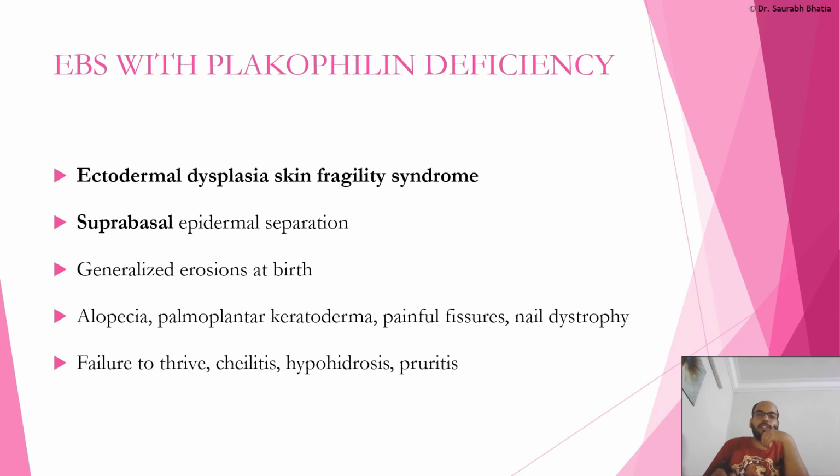Now, EBS with plakophilin deficiency. I know there are so many subtypes, it becomes difficult to remember. But don't worry, at the end of the video, you'll see a mnemonic to remember all the names. And then you can just remember 2 or 3 points about each subtype.